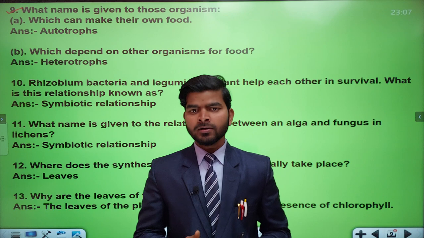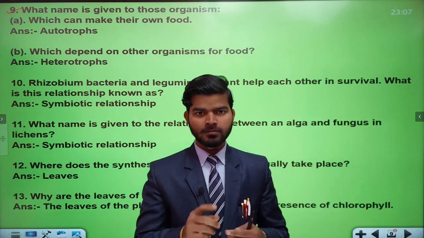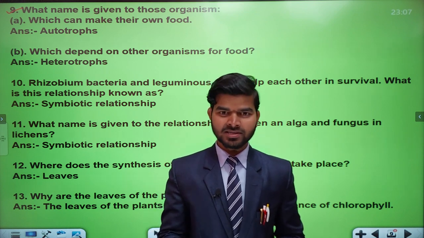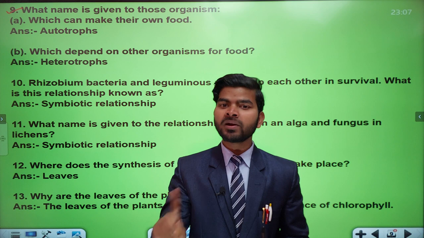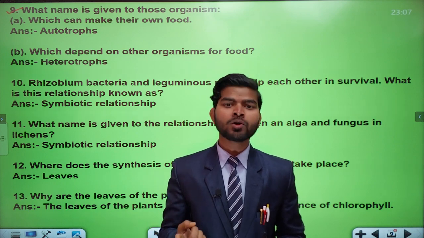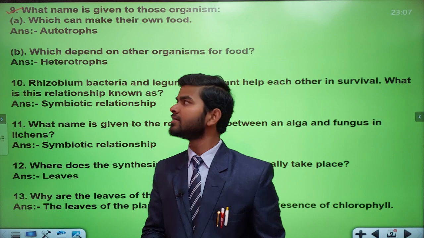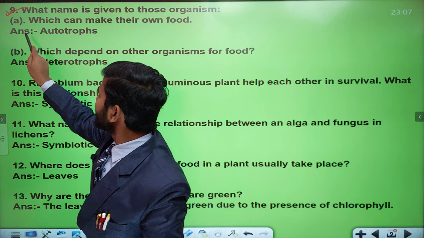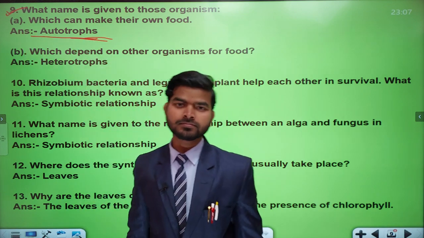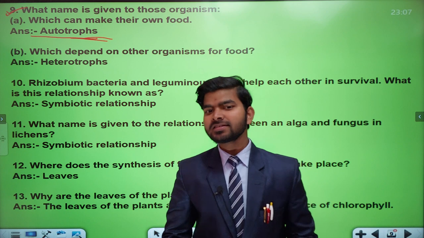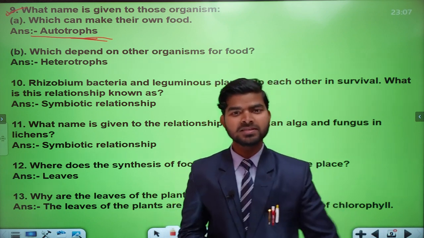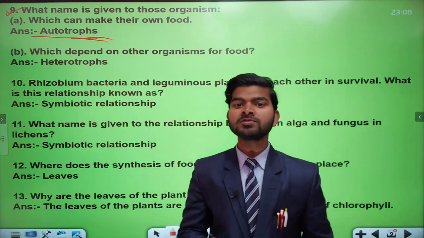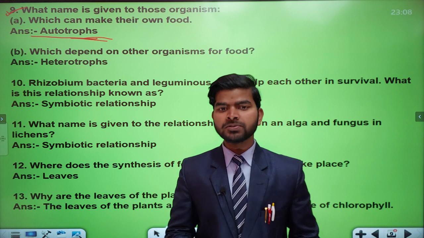So what I just want to say is that if organisms are taking food by themselves, not taking the help of another organism and not dependent on another organism because they can make their own food, then this type of organisms are called autotrophs. This is the correct answer. Those organisms which can prepare their own food are called autotrophs.